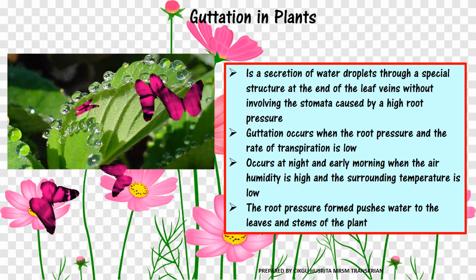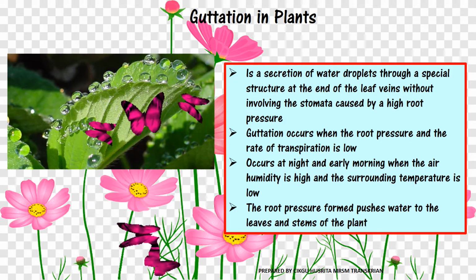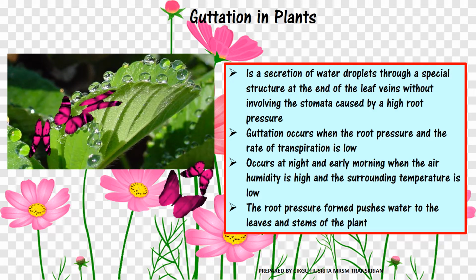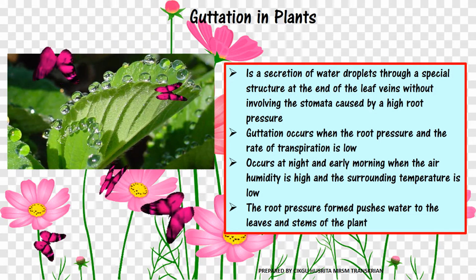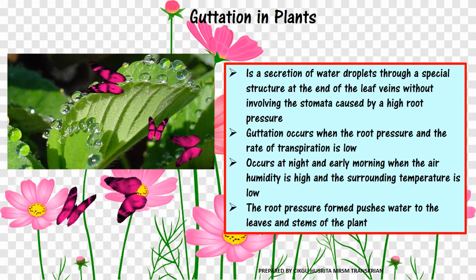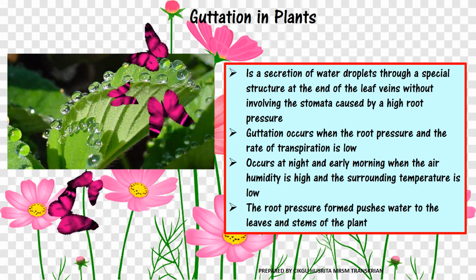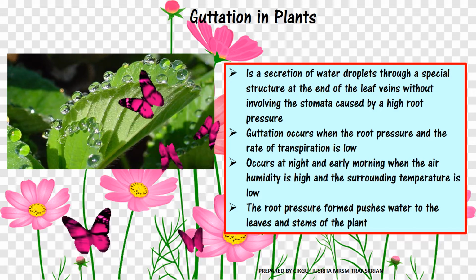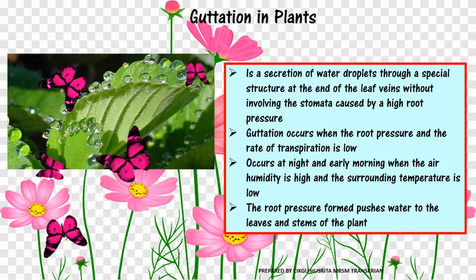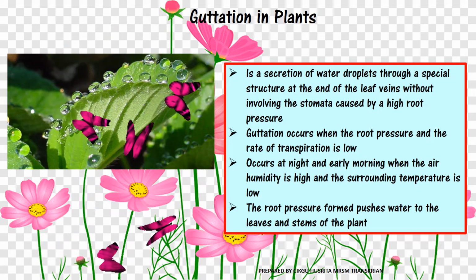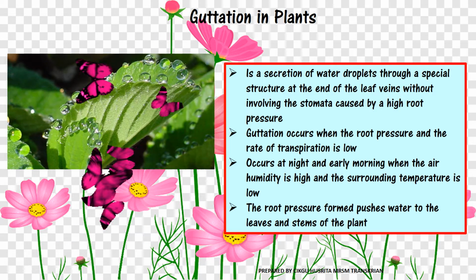Okay, do you know what is guttation? As we can see, this is a picture of guttation, or we call it embun. Embun di pagi hari. Okay, guttation. Guttation is a secretion of water droplets through a special structure at the end of the leaf vein without involving the stomata, caused by the high root pressure.